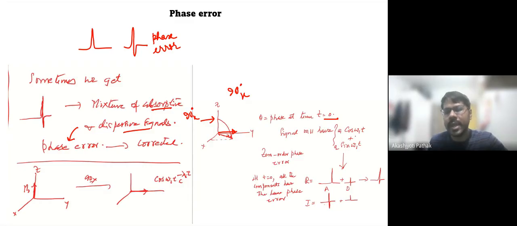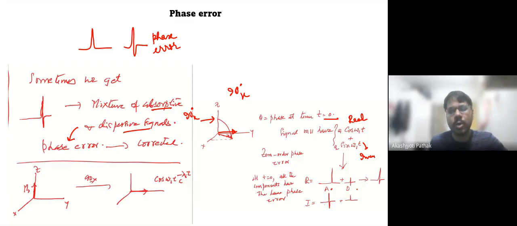So now you will not have a purely absorptive signal. You will have a cosine component coming, and you will also have a sine component coming. Your cosine component is your real part, and this is your imaginary part. So your real part is purely absorptive, and because you have a sine component, it will also have a dispersive signal. Now when you add these two, the real part and the imaginary part, you have this type of signal.